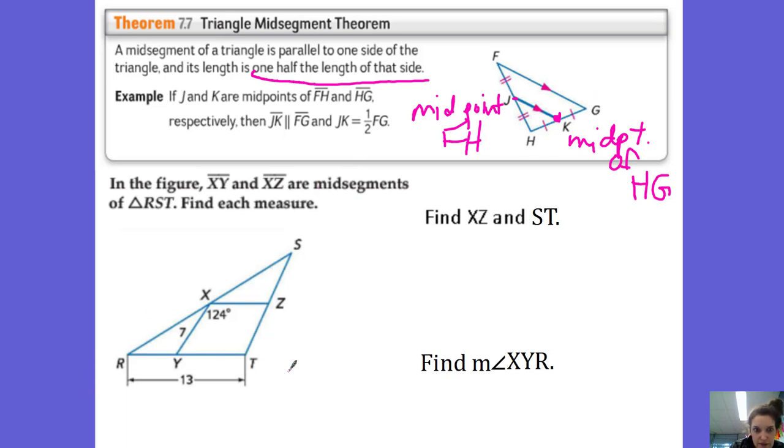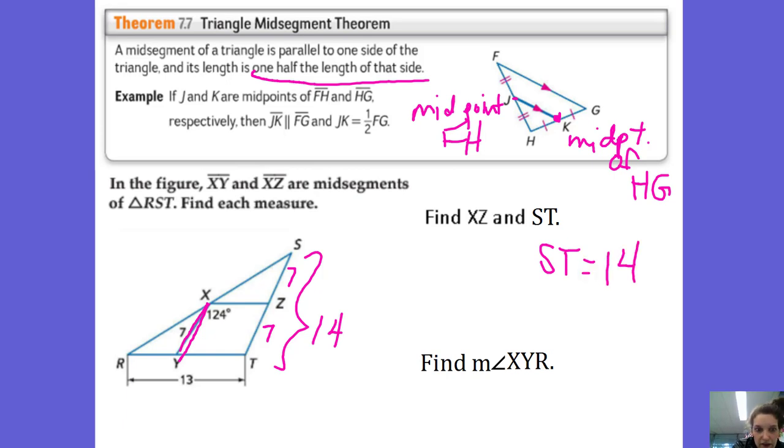So in this example, XY is a midsegment. So if XY is 7, then to get the length of the side, ST, I'm going to double the length of the midsegment. So XY is 7, so that means that ST is 14. And if these are midsegments, then that means that Z is a midpoint, so SZ would be 7, and ZT would also be 7, just FYI. So ST is 14.